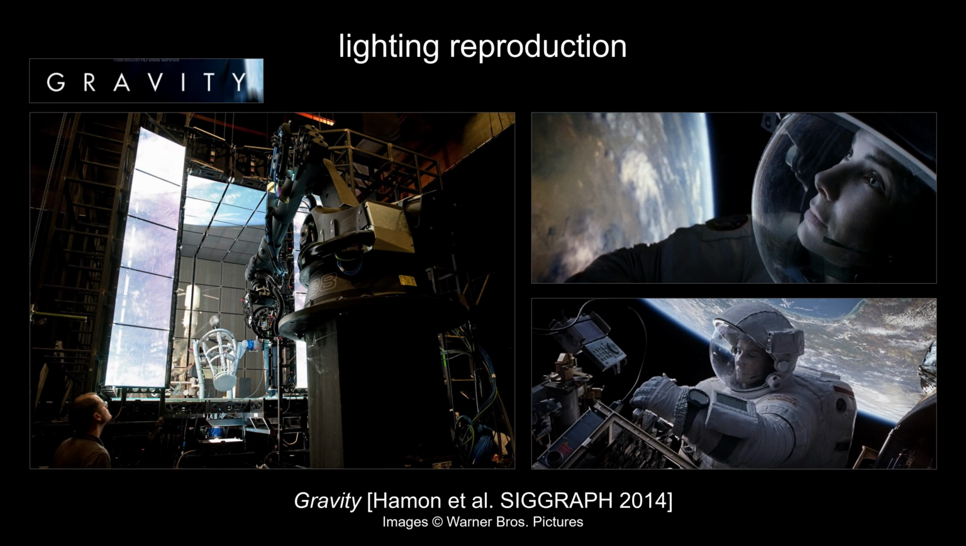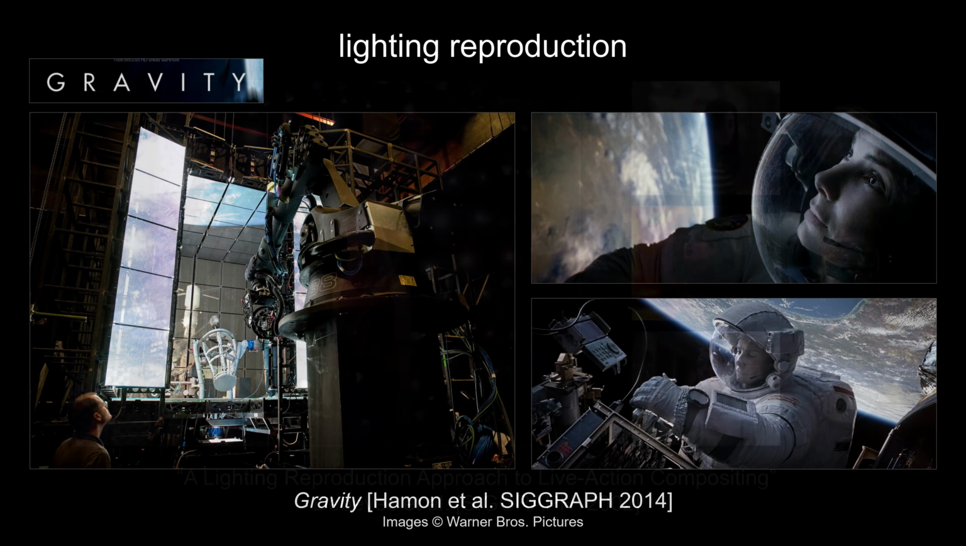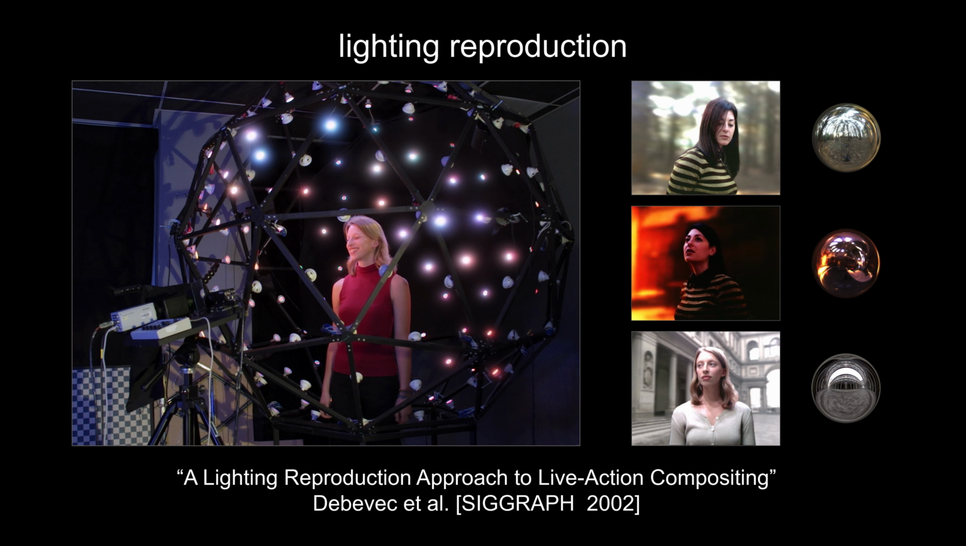So this is an example of the technique called lighting reproduction, which was introduced by Paul at Siggraph long ago, in 2002. This work was a lighting reproduction approach to live-action compositing, and here the actors were surrounded by photographed high dynamic range lighting environments, or they were lit by using the light of a virtual set.